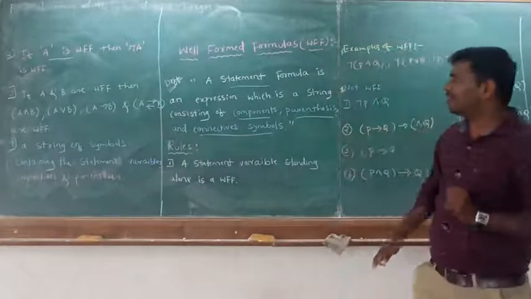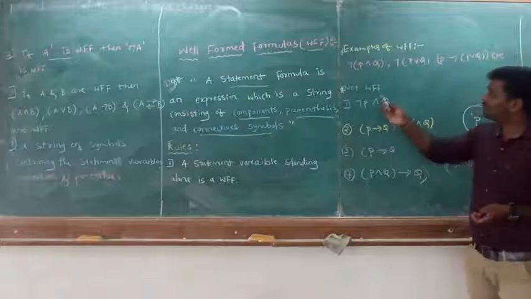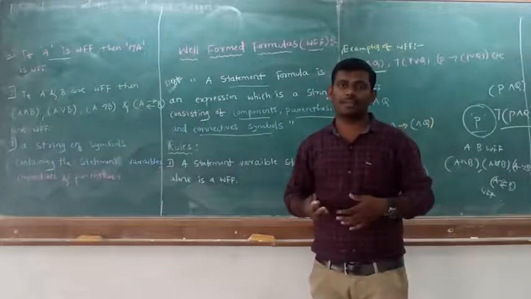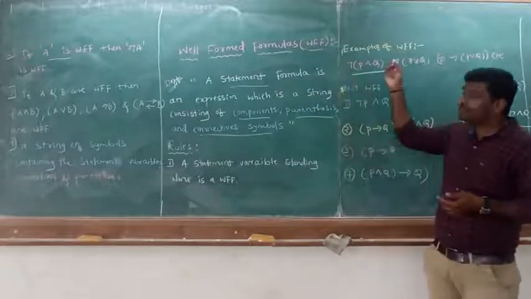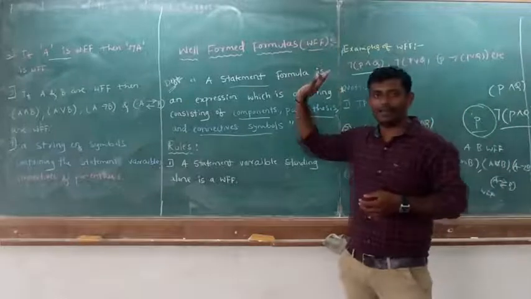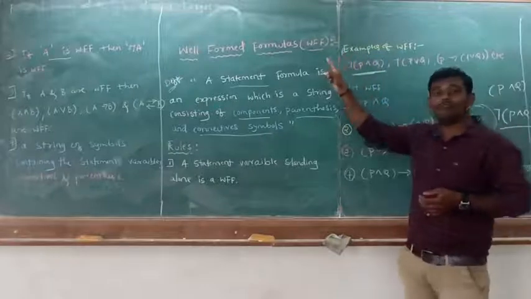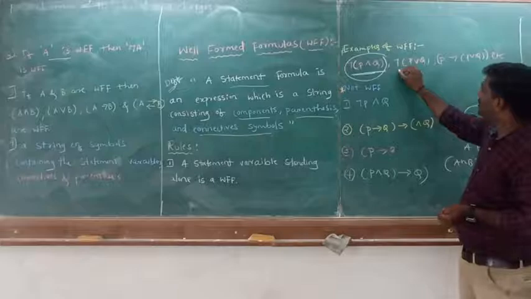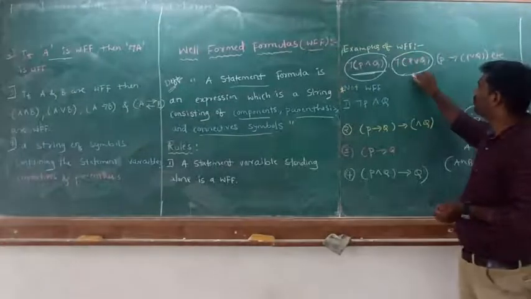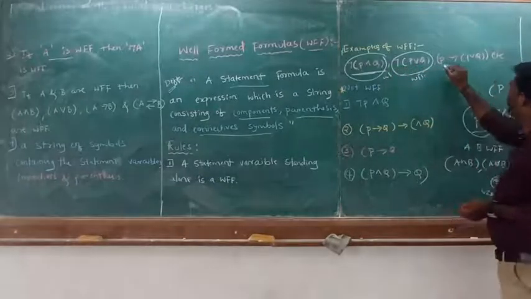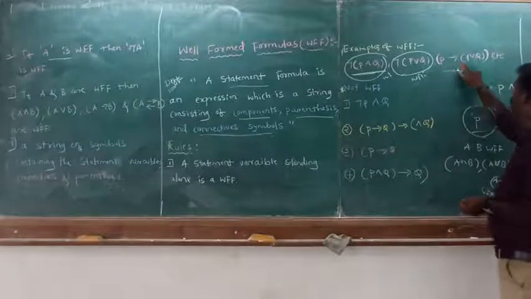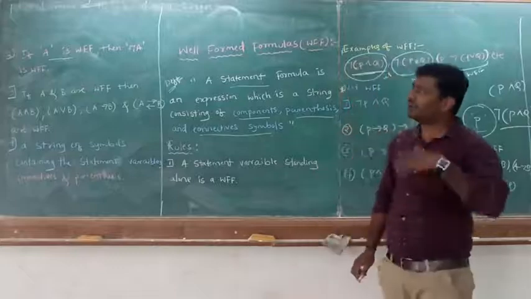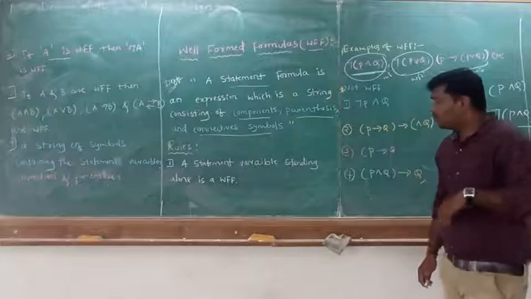Understand this one, this is very important. Let's see some examples of well formed formulas. Whatever statement formulas you have studied and solved with truth tables are well formed formulas. One example is negation of, inside brackets, P conjunction Q. Second example: negation of, inside brackets, P disjunction Q. Third: P conditional, inside brackets, P disjunction Q. Whatever problems you solved by constructing truth tables for statement formulas, those are all well formed formulas only.